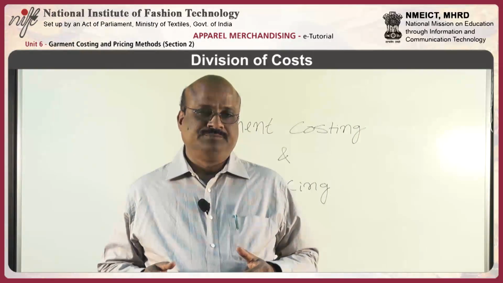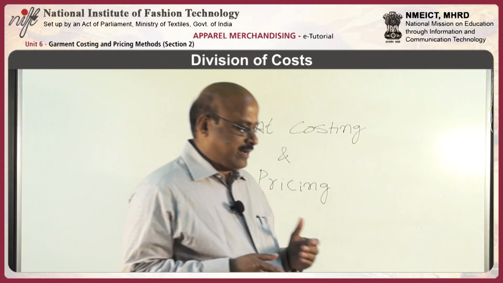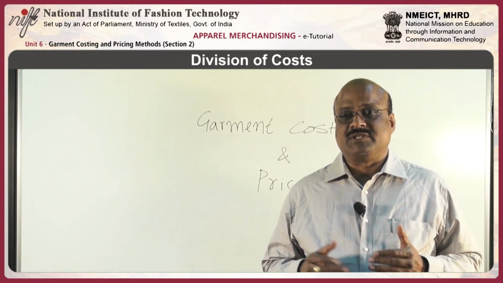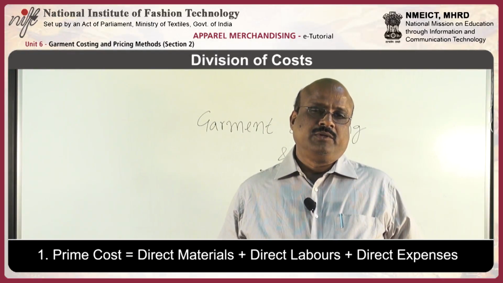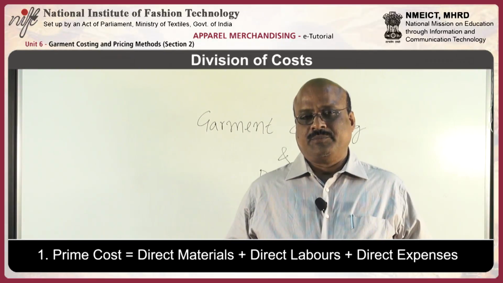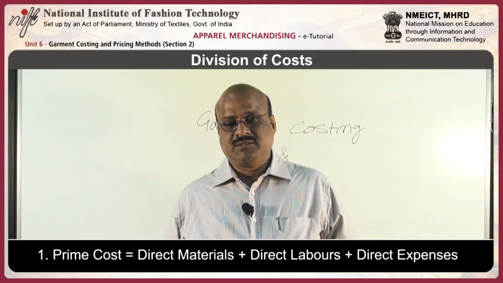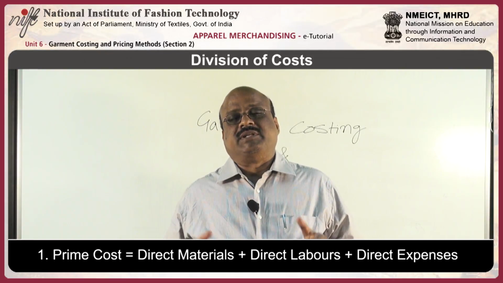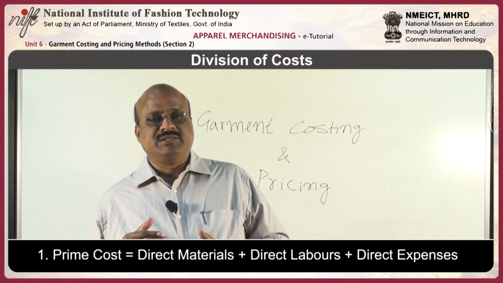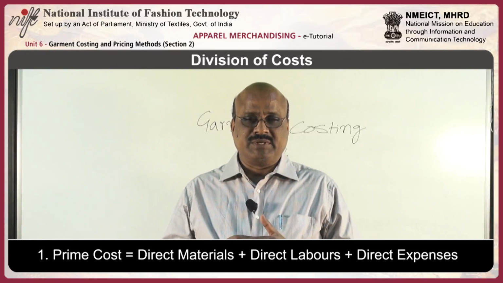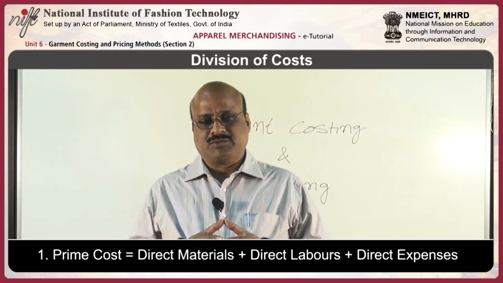Division of costs. Here are some ways that costs can be divided. So how do we divide the costs? What kind of division can we have with respect to the costs? One is prime cost. What is a prime cost? Prime cost is direct materials plus direct labor cost plus direct expenses. All these direct expenses related to materials, labor and expenses come under prime cost. So prime cost is basically a direct cost.